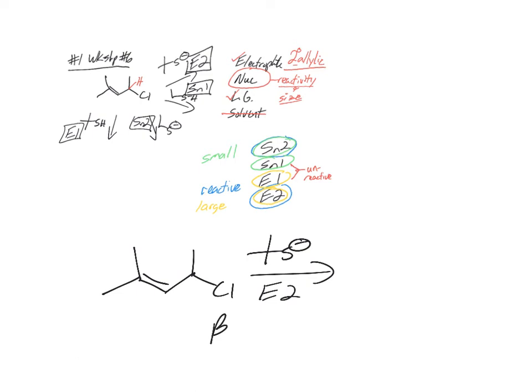Beta hydrogens. Now, not all beta hydrogens work. It's a particular type of beta hydrogens we need to find. sp3 hybridized beta hydrogens, right? Beta hydrogens on sp3 hybridized carbons. So we need to find sp3 beta hydrogens. That's a little different.